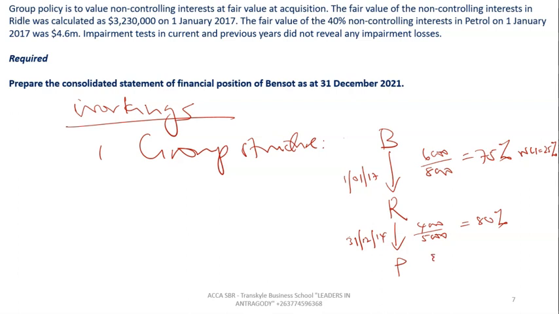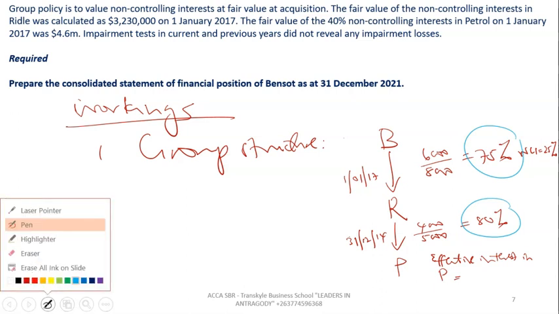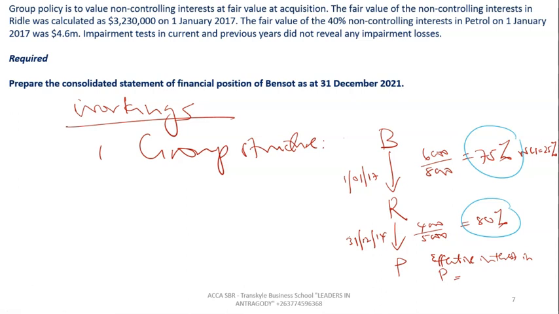So the effective control, or effective interest, of Bensot in Petrol is obviously, we know that Bensot purchased 75% and Ridu purchased 80%. So we need to multiply the two figures and get the effective control in Petrol. That's 75% multiplied by 80%. This should lead us to a percentage which is 60%.